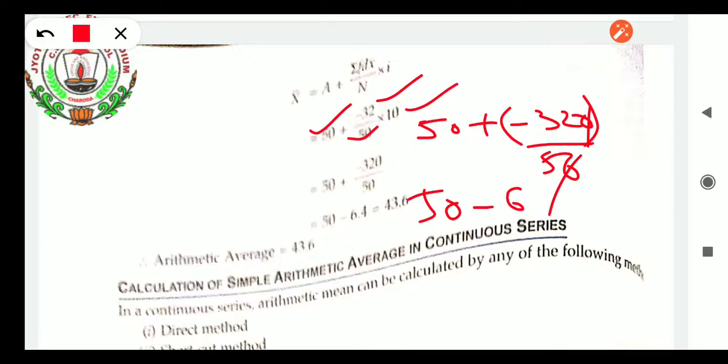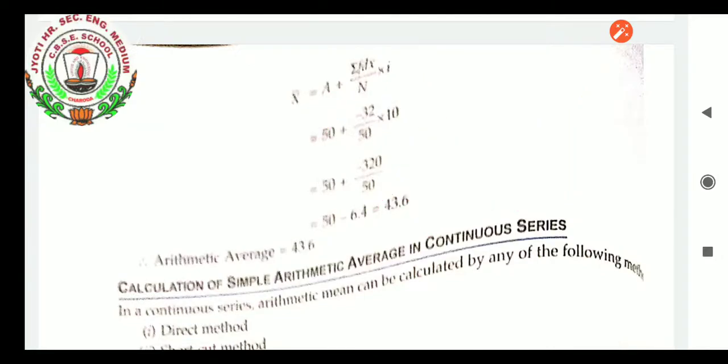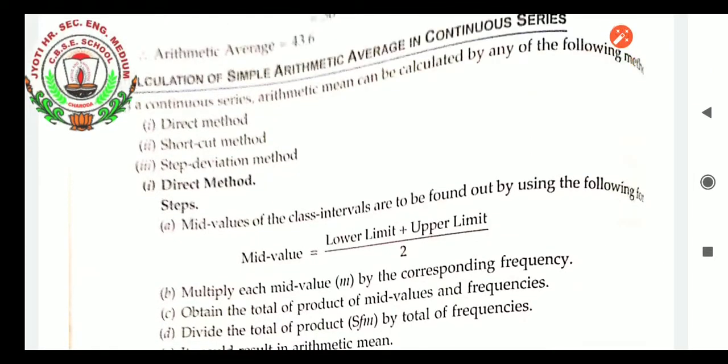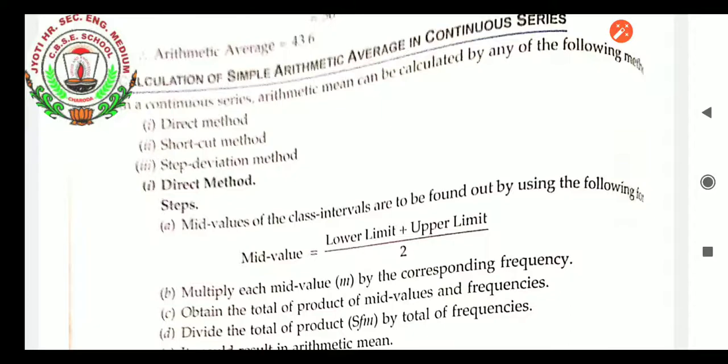Minus 6.4, so 50 minus 6.4, the answer is 43.6. This is the way how to get the mean in the step deviation method, arithmetic mean.